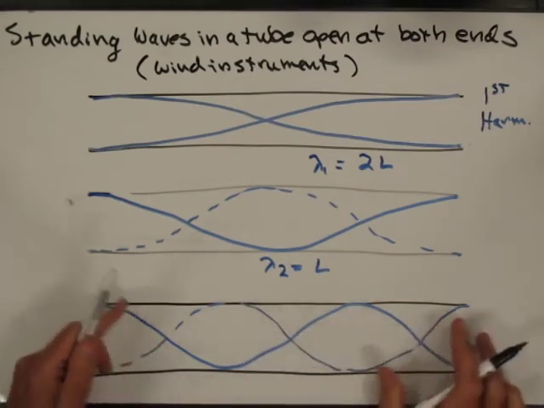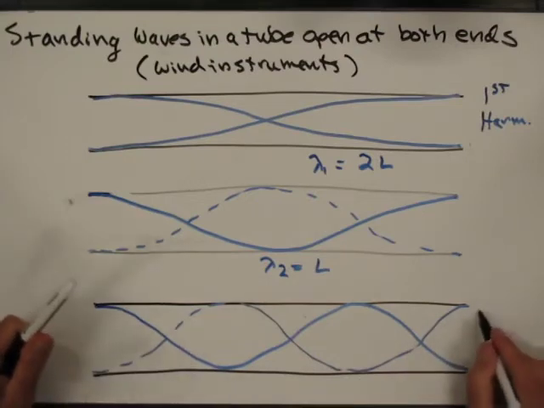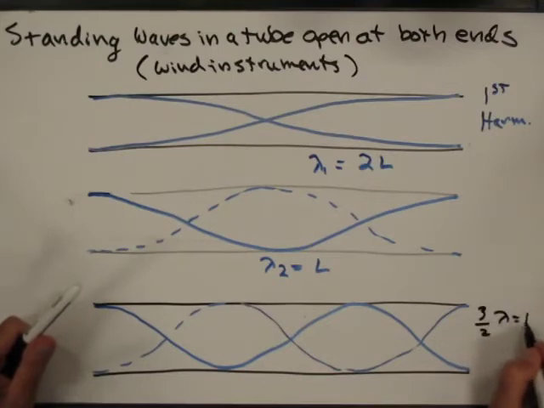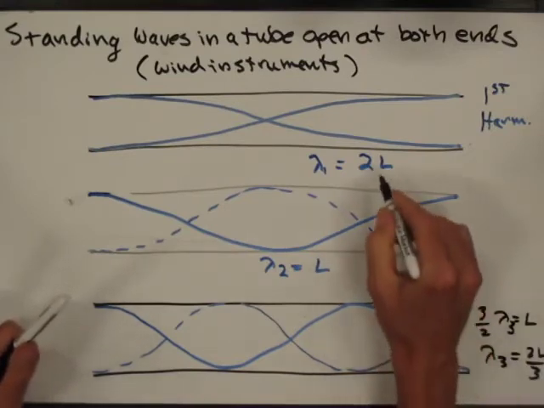There's a full wave, and these other two pieces are each a quarter, so it's a full wave and a half. So it's 3 over 2 lambda is equal to L, or lambda 3 is equal to 2L over 3. And once again, just like last time, you see the pattern.